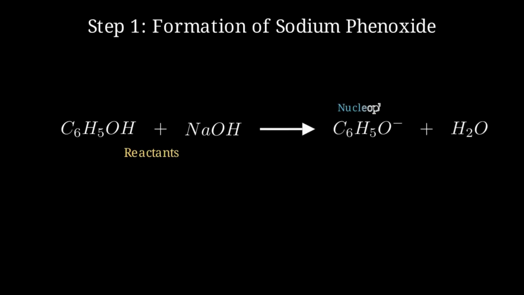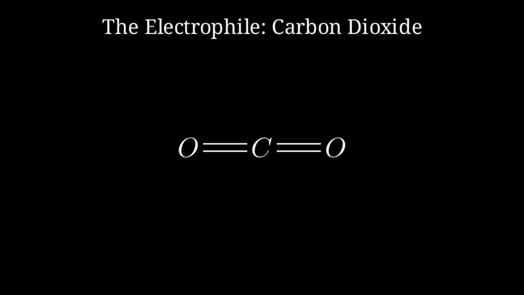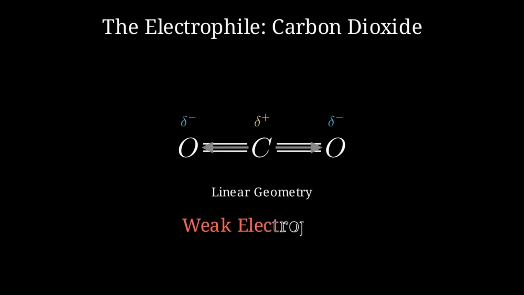The negative charge on the oxygen increases the electron density of the benzene ring through resonance, making it highly susceptible to electrophilic attack. Our next player is carbon dioxide. While CO2 is a relatively weak electrophile, the highly activated phenoxide ring is powerful enough to react with it. This interaction is the heart of the carboxylation process.